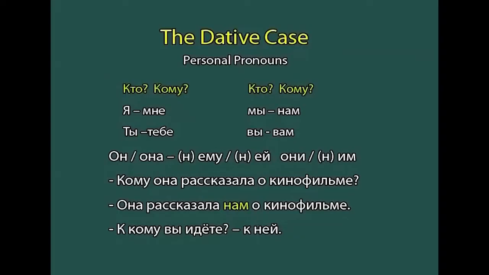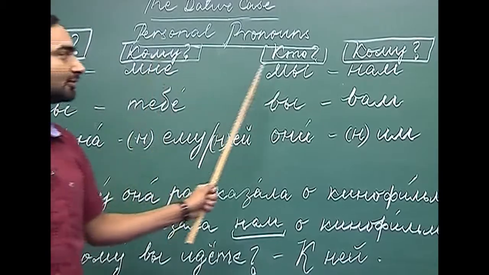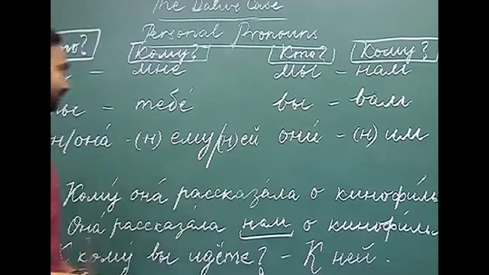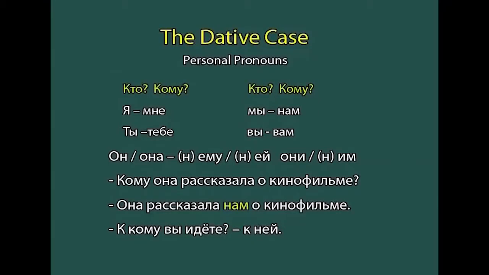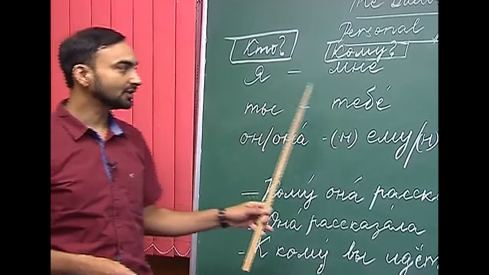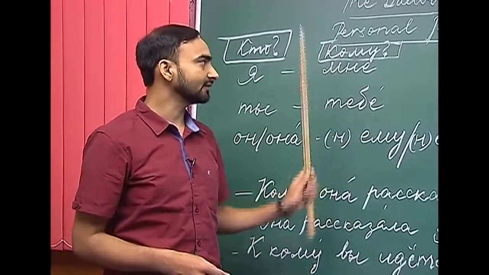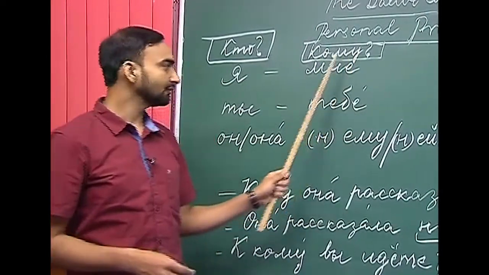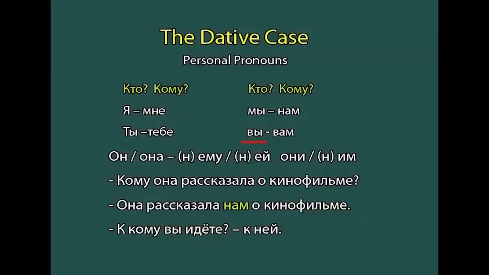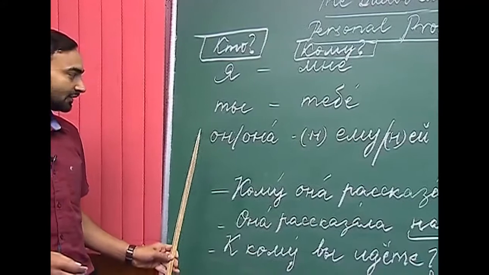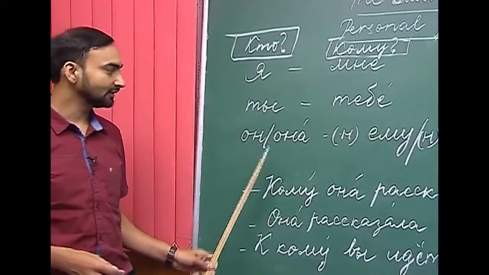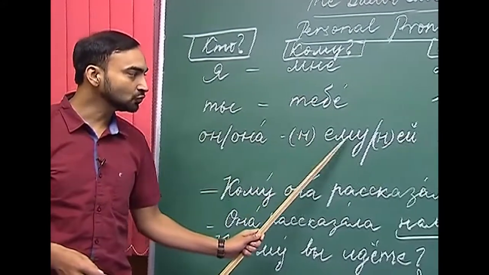First person plural number mui changes to naam. Ya mne, mui naam. Second person singular number ti changes to tibie in the dative case. So when the question is kamu, we will use tibie. Second person plural number vi changes to vam. Tibie, vam. Third person singular number masculine on changes to yimu.